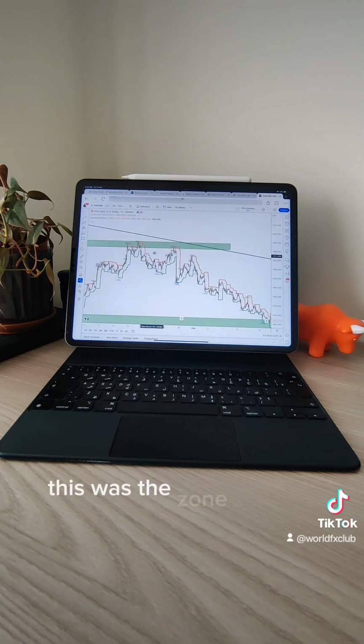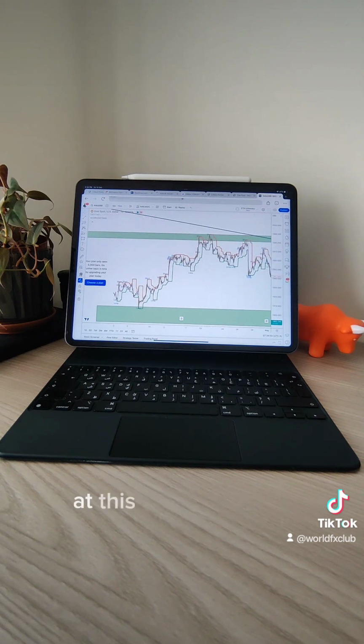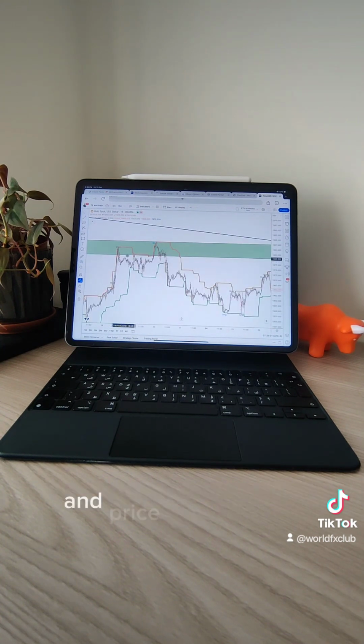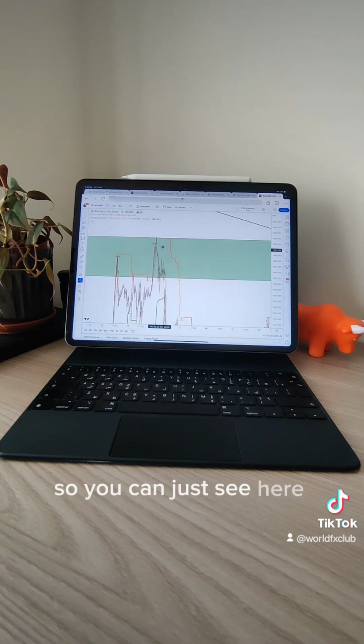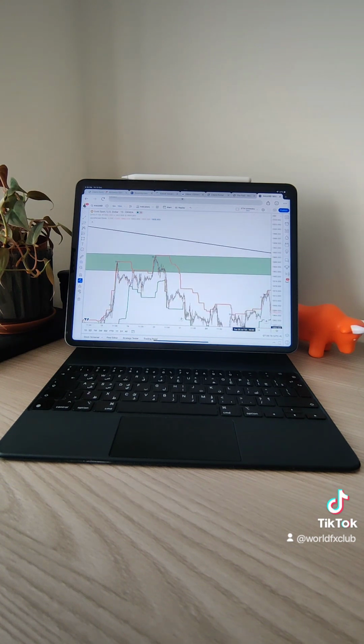If you go here, this was the zone that we marked. This was the resistance zone that we marked, and here at this particular area, we got a couple of indications from this. We got one short signal here and price moved down. We got another short signal here and price moved down. This itself is a big drop in the prices, right? You can just see here that the short signals are coming up in the zone. We will not take a trade until we get the signal, right?